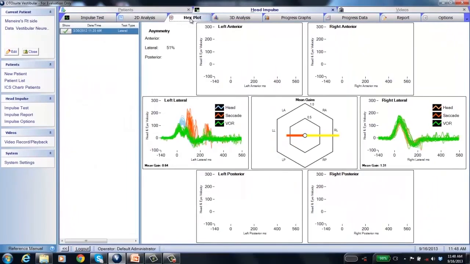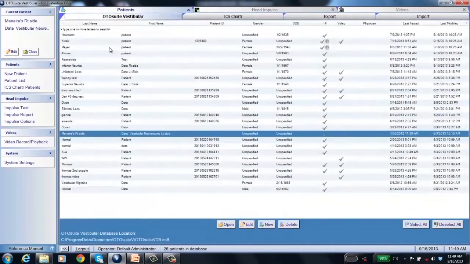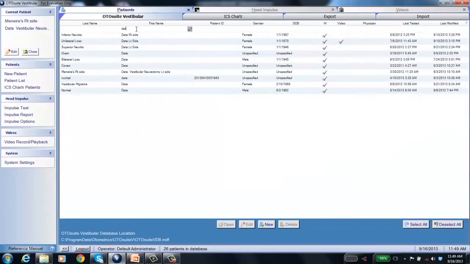If we go to the hex plot, what you see here is the left lateral is abnormal, it's in orange. The right lateral is yellow because the mean gain was above 1.2, and the other four were not collected. So let's go back to our patient list, and we've got one more patient to look at.